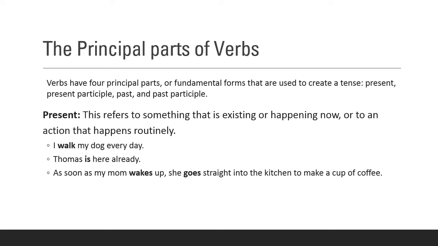And the third one again is something that talks about an action that happens every day, or which is a habit. As soon as my mom wakes up, she goes straight into the kitchen to make a cup of coffee. So what we find is in the present form, we either have the verb like walk, or we have the verb with an s attached to it like wakes. So if it's a third person, we generally use goes or wakes, like the present form is added with the letter s. And if it's in the first or the second person, we only use the verb in its base form.